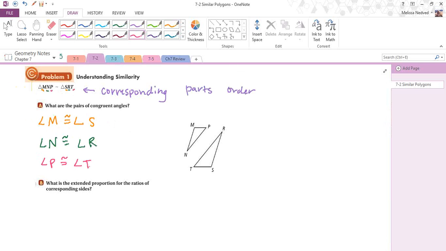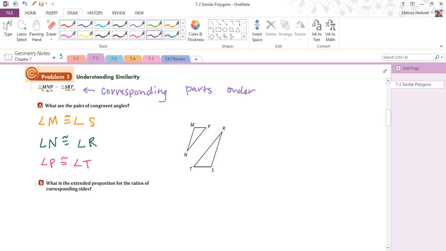Part B says, what is the extended proportion for the ratios of the corresponding sides? There are a lot of right ways you could answer this. I'm going to start with my first triangle, and I'm going to put those sides over my second triangle. You could flip it. You could put the second triangle first over the first triangle. It doesn't matter as long as you're consistent.